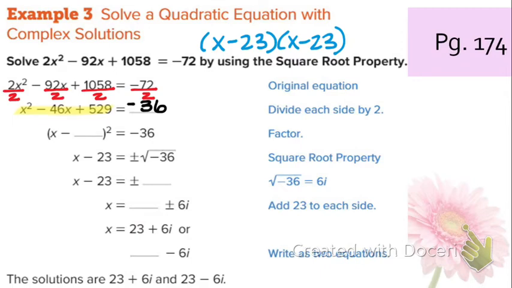Anytime b over 2 squared is equal to c, it is a perfect square. So we have x minus 23. That would go here. Put your 23 here. And now we're going to take the square root of both sides. So let's take the square root of the left. Let's take the square root of the right.